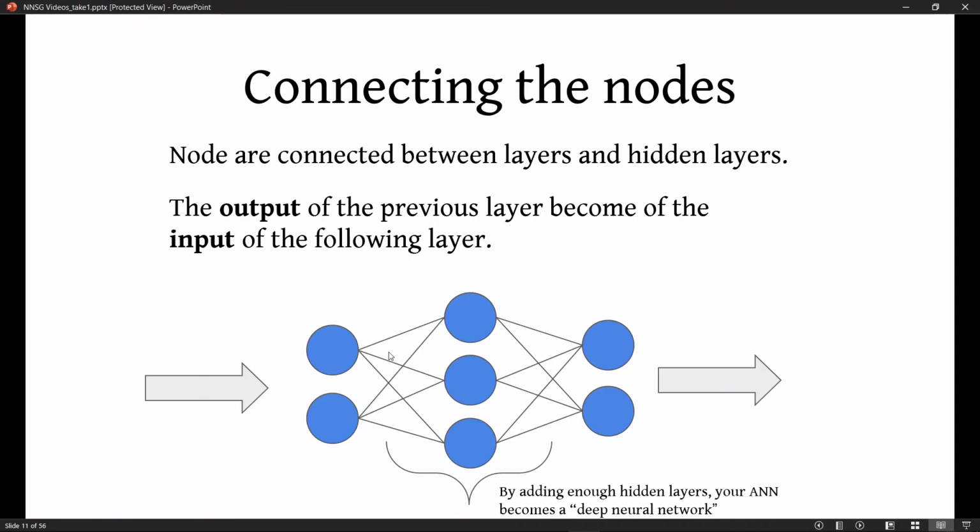Now, I should probably mention that the layers in the middle, the layers between the input and the output layer, are called hidden layers. And I put down here that if you add enough hidden layers, your neural network becomes what's called a deep neural network, which are extremely powerful and widely used. You should also take note that the output of the previous layer becomes the input of the following layer. That's at least the case in a fully connected neural network.